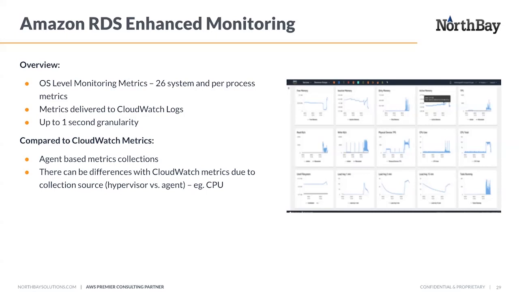Compared to CloudWatch metrics, agent-based metrics collection can differ from CloudWatch due to the collection source, right? Because they are two different features, their data may not be an exact match, but pretty close. Based on my experience, the data enhanced monitoring gives you is much more detailed because it covers the OS level as well. But the metrics given by CloudWatch are equally trustworthy, right? So you can go with either. If you really want to deep dive into what's happening at the OS level, enable enhanced monitoring.